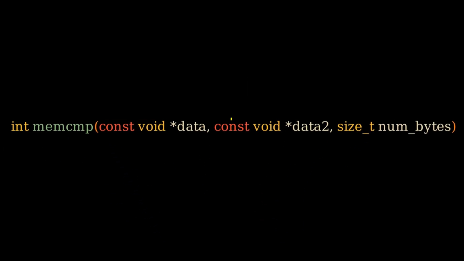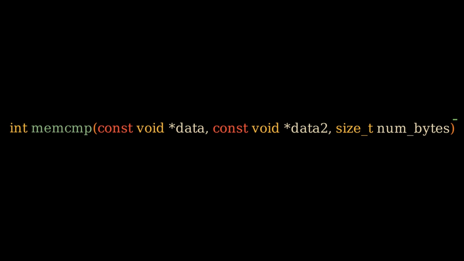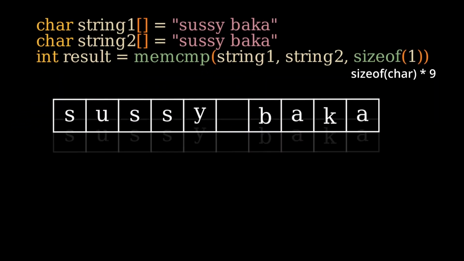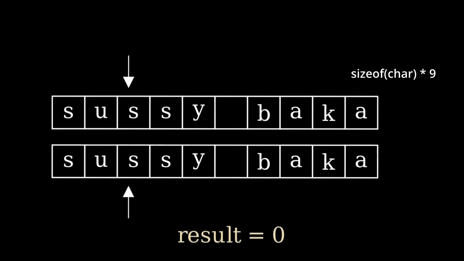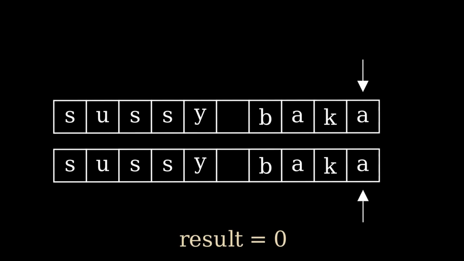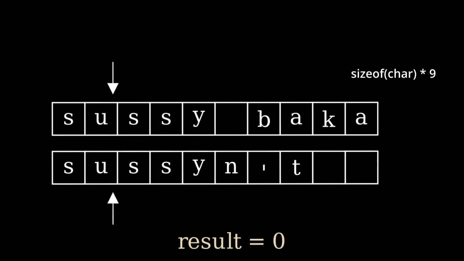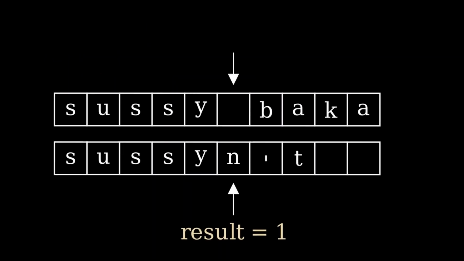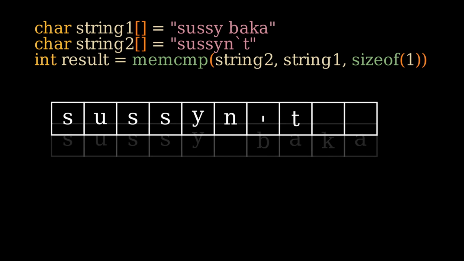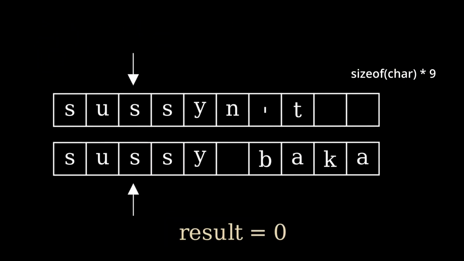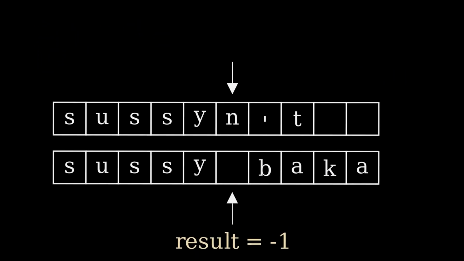Memcmp, or memory compare, takes in 2 pointers to chunks in memory, as well as how many bytes you want to compare. If the first memory chunk is equal to the second memory chunk, then the function returns 0. If the first is bigger than the second, it returns 1. If the first is smaller than the second, it returns -1.